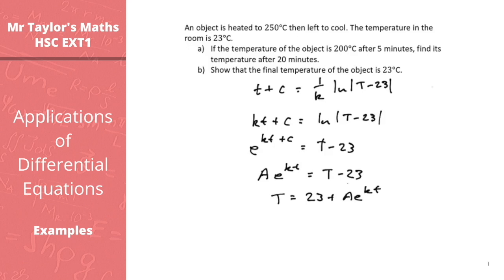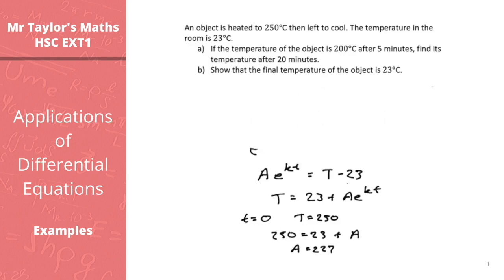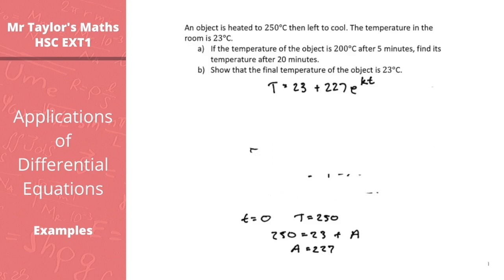Alright, I haven't quite got my model yet. The initial temperature is 250. So when lower case t is 0, capital T is 250. So 250 equals 23 plus a e to the 0, which is 1, so that's it. So a is 227. Alright, now I've got my model. My model will be T is 23 plus 227 e to the kt. Alrighty. That's quite a long question, isn't it?